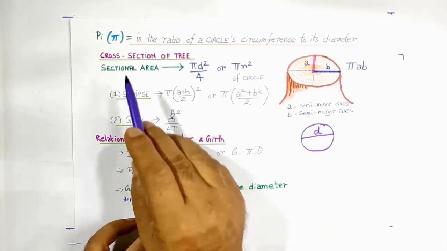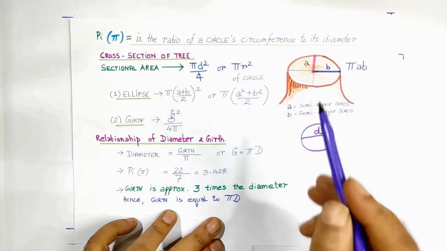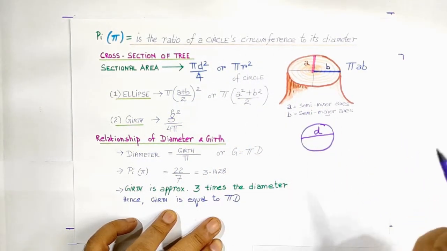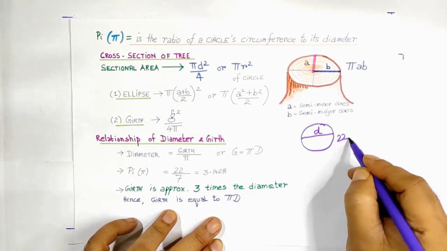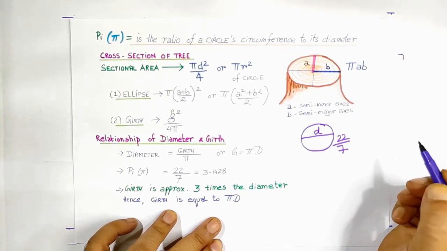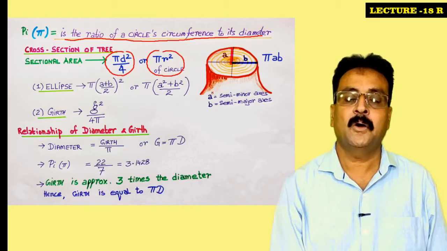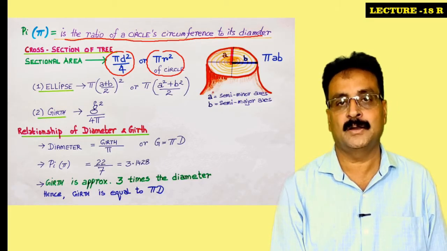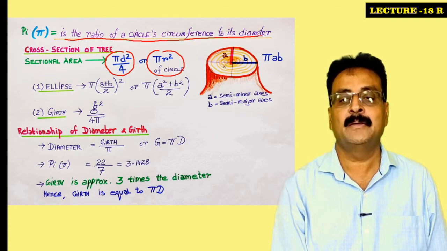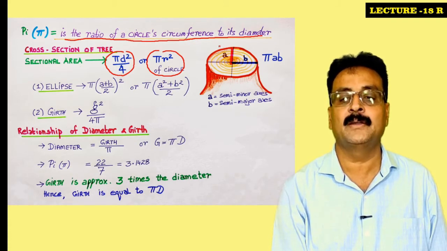Okay, and pi is the ratio of a circle's circumference to its diameter. What is pi? It is 22 by 7. So the pi value we get is 3.1428. Generally all tree species are not truly circular. It may be an ellipse or it may be irregular.